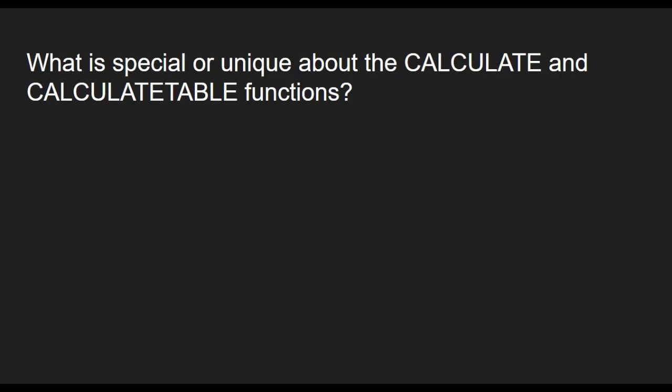So these are the special features of this function, and some of the limitations are: filter parameters can only operate on a single column at a time, and filter parameters cannot reference a measure. So these are the limitations.